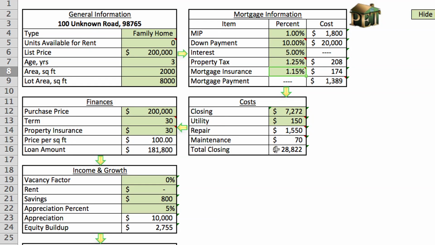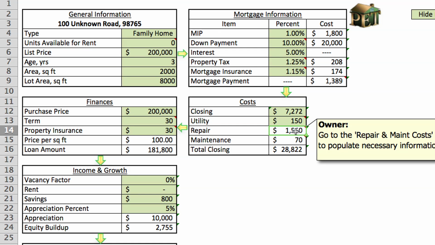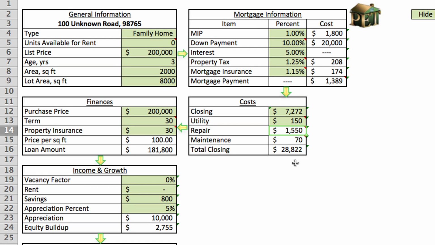Now moving down into the cost, with the $200,000 home, the tool actually estimates the closing will be about $7,272. The utility I have here estimated about $150 for the gas, electricity, water, etc. And then the repairs, any repairs that we may have, and immediate appliances that we need to purchase, such as, let's say, a washer, dryer, refrigerator, and then the maintenance, and then the total closing.